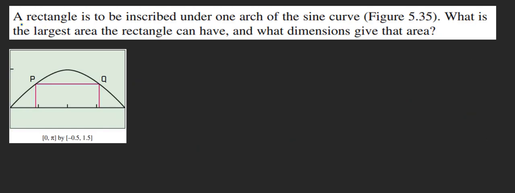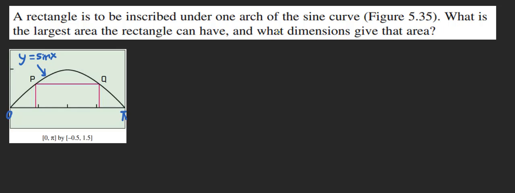Now let's take a look at the next example. It says a rectangle is to be inscribed under one arc of the sine curve. So this represents one arc of the sine curve, which means that this is going to be 0, and that's pi over 2, and that's pi. So our domain is from 0 to pi, and this is a graph of sine x. What is the largest area the rectangle can have? And what dimensions give that area?